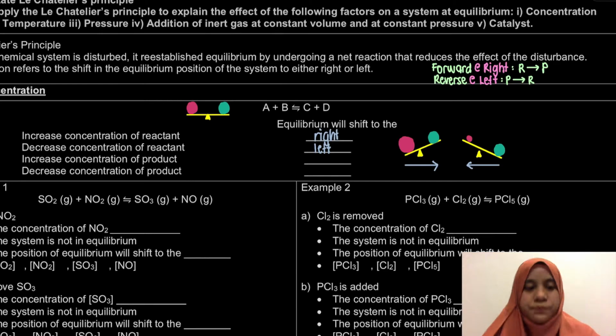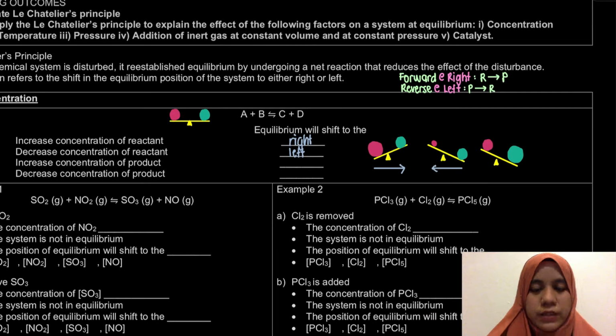Okay, next one. Increase concentration of product. So, just now, we only disturb our reactant. Now if we disturb our product, the green one yang akan jadi lagi besar. So, it is not balanced. So, bila dia tak balance, dia jadi macam mana? Sama juga. Kat sini, dia tilted macam ni kan? Sebab kali ni, merah kita sama saja.